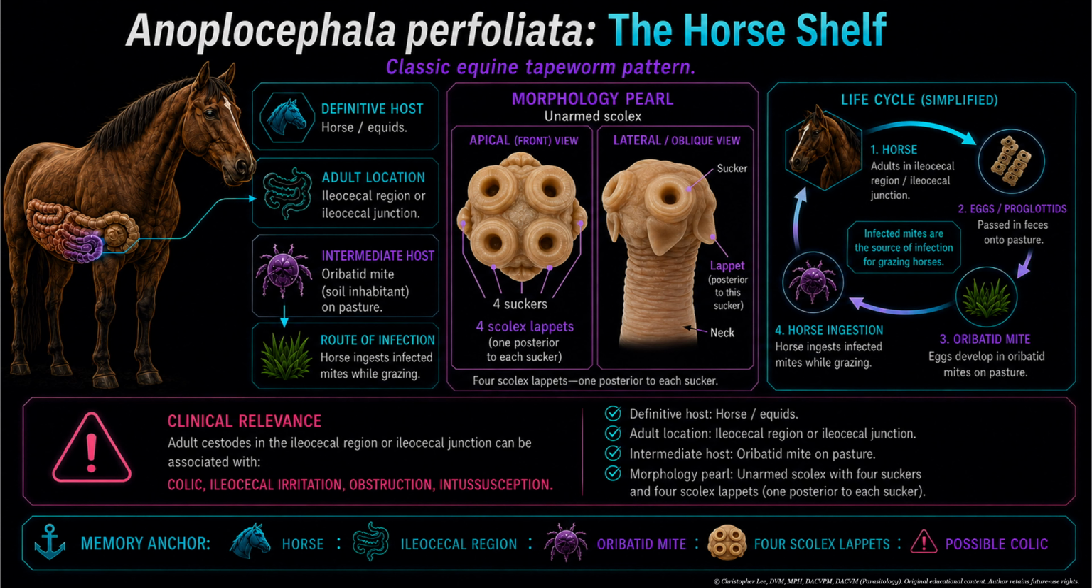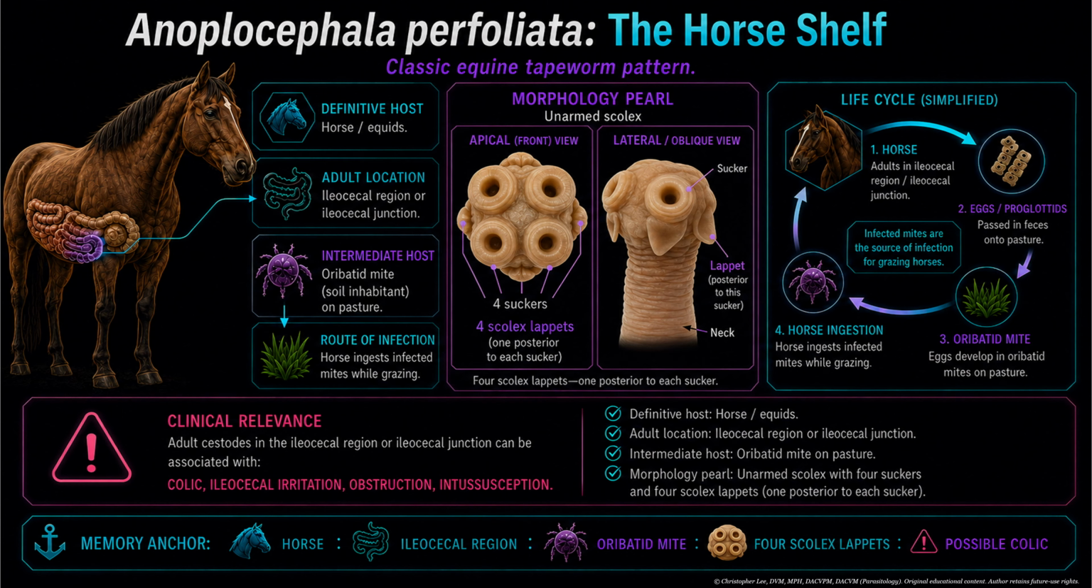The scolex has 4 suckers and 4 distinctive lappets, with 1 lappet positioned behind each sucker. These lappets distinguish A. perfoliata from other equine tapeworms, including Anoplocephala magna and Anoplocephaloides mammillana. Our AI-assisted lappets are not exactly drawn to scale. Apparently, even parasite anatomy appreciates a flattering camera angle.